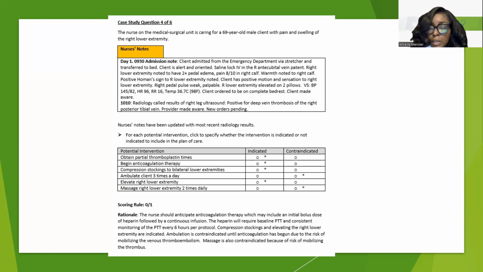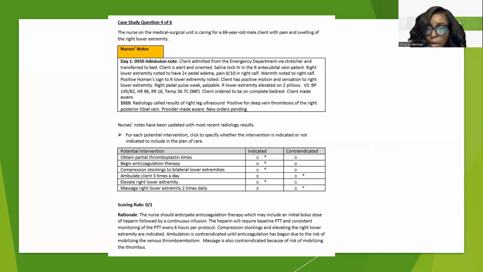So again, you should anticipate that they're going to order anticoagulation therapy. It'll probably be a bolus dose of heparin followed by a continuous infusion. And for you to know that heparin, the test for heparin is what? PTT. And that's going to be consistent monitoring, every 6 hours per protocol. The compression stocking and elevating the right lower extremity are indicated. We don't want to ambulate until anticoagulation has begun due to the risk of mobilizing the venous thromboembolism.